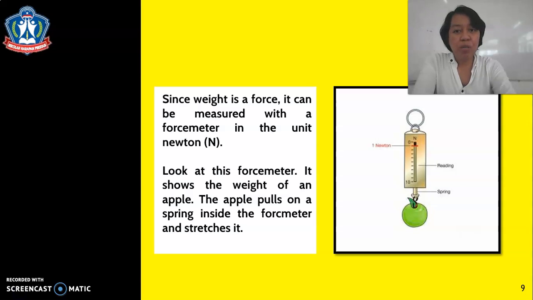Since weight is a force, it can be measured with a force meter in the unit Newton. Look at this force meter. It shows the weight of an apple. The apple pulls on a spring inside the force meter and stretches it.